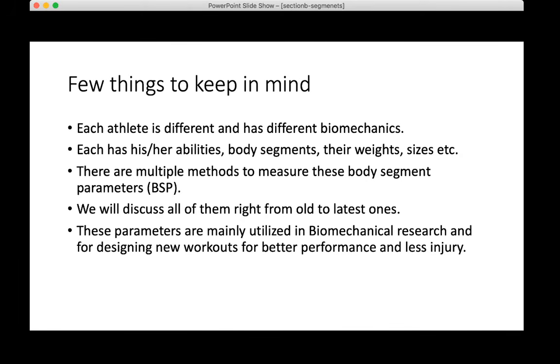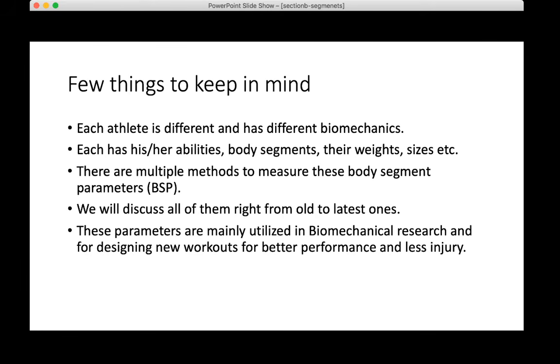More of this research is focused towards elite athletes, because there are so many sports persons, so research focuses on Olympians, so that we can train them more appropriately and make them more energy efficient by improving their techniques. So these parameters are used for these kinds of studies.